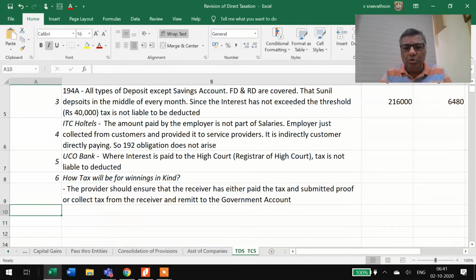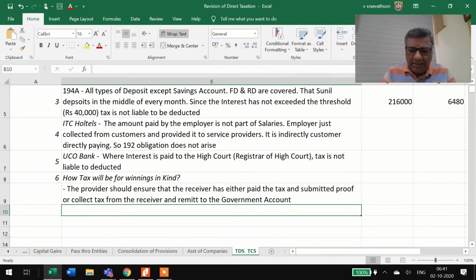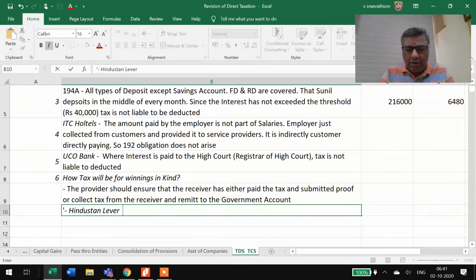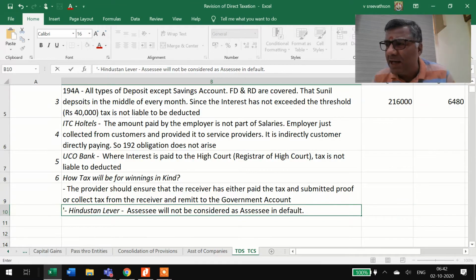Either collect the taxes from him and remit them, or ask him to pay the tax and submit the proof, then give the article. Then comes the Hindustan Lever case law, where it is said that the assessee will not be considered an assessee in default. Why is the law saying he will not be considered an assessee in default?